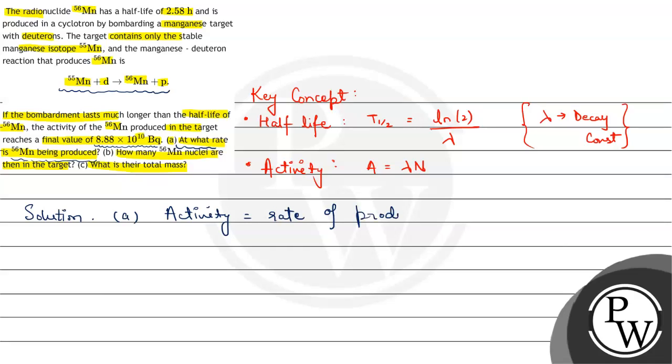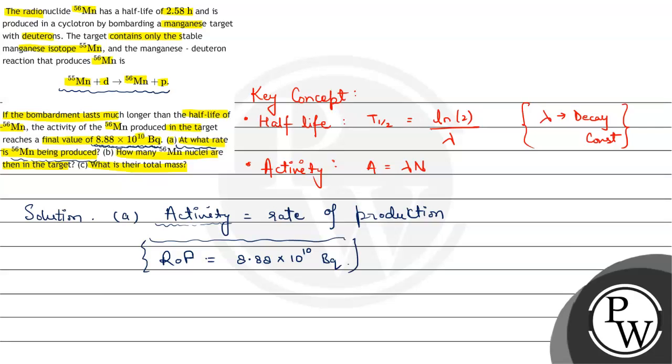Why? Because at equilibrium, when the activity becomes constant, the rate of production will be equal to the rate of disintegration, which is also known as activity. So the rate of production will be given by the activity, which is equal to 8.88 × 10^10 Bq.